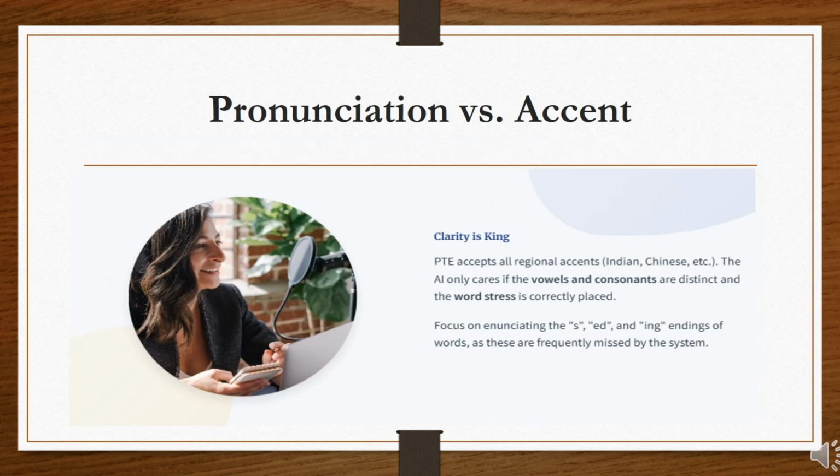The PTE examiners don't judge you on your accent, your pronunciation matters. So clarity is king. PTE accepts all regional accents, Indian or Chinese, because these people have a very different accent than a conventional English speaker. They only care if the vowels or consonants are distinct and the word stress is correctly placed. Focus on enunciating the S, ED, and ING endings of the words, as these are frequently missed by the system.